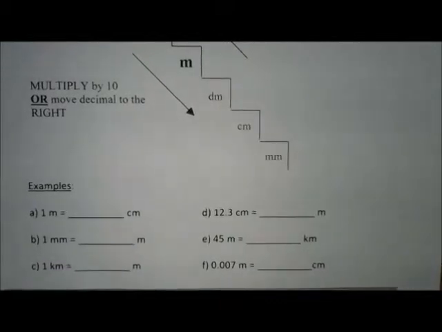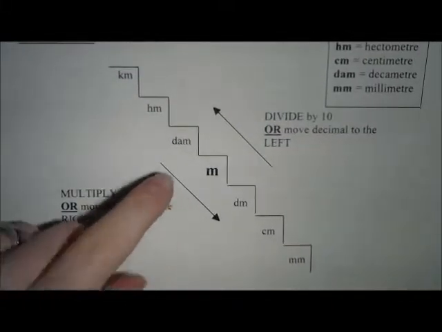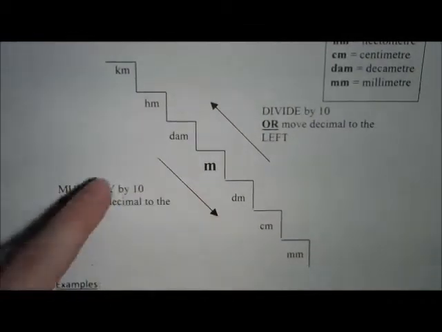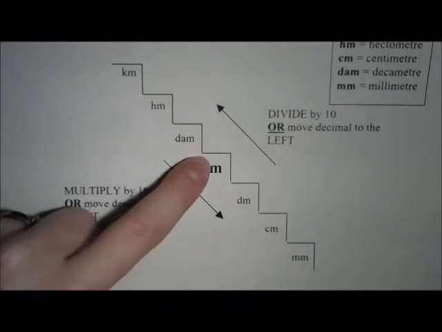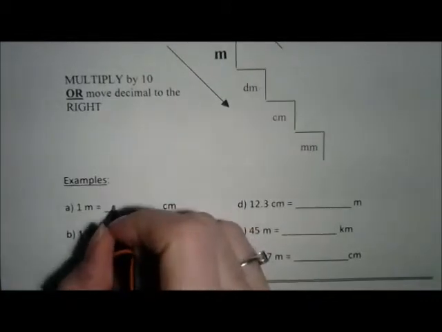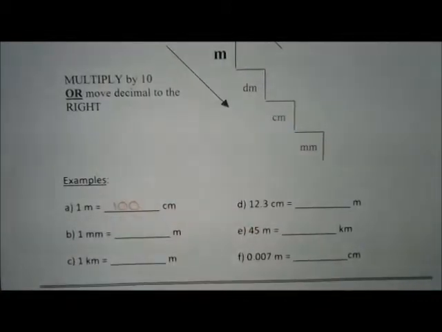Just to quickly show you a few examples. 1 meter is equal to how many centimeters? Okay. So 1 meter, as we know from looking up here, is 2 staircases away from centimeters. And if we're going in this direction, we are multiplying. So 1 meter would be 10, 100 centimeters. Okay. That's how to use the staircase. The rest of these examples are pretty straightforward as well.